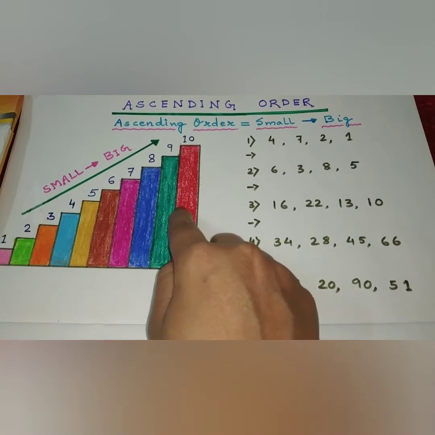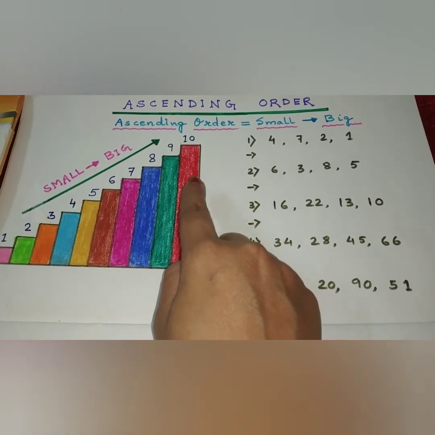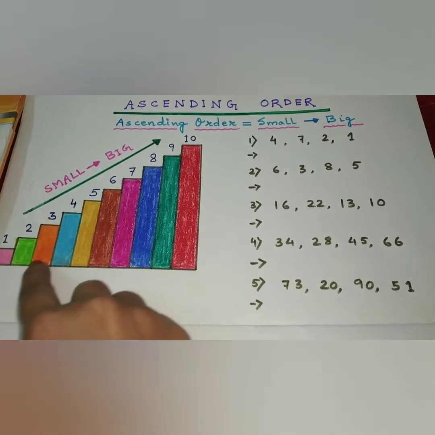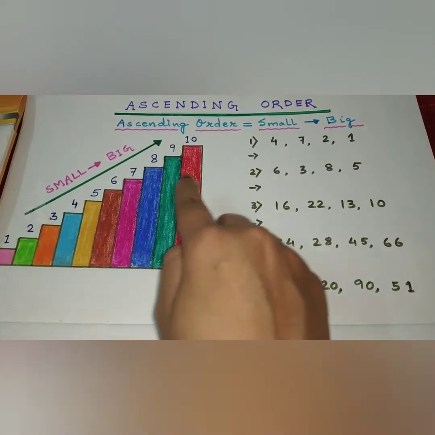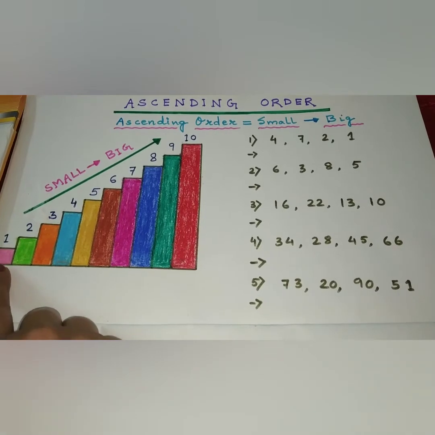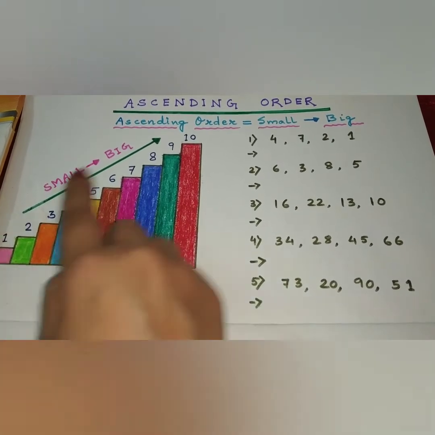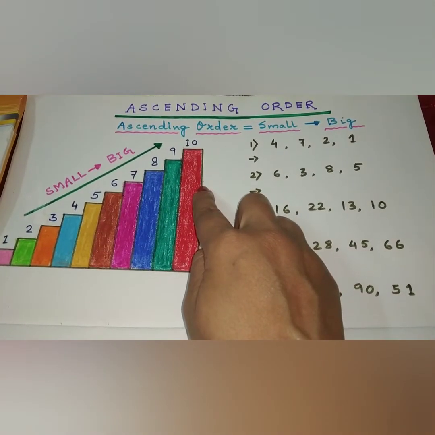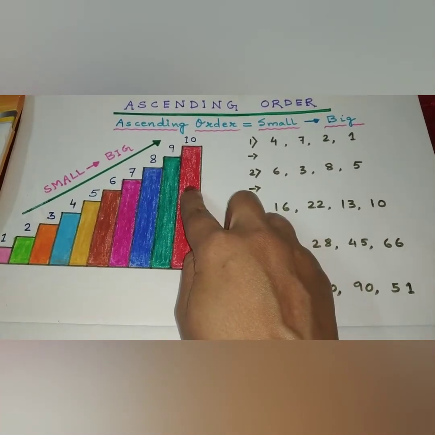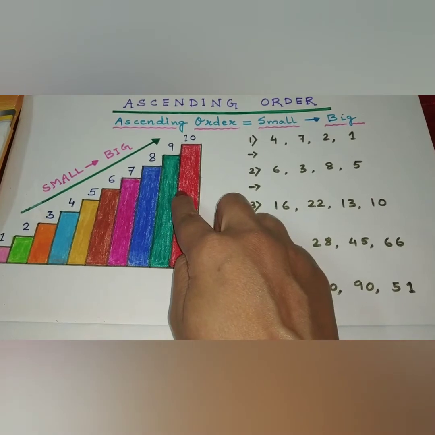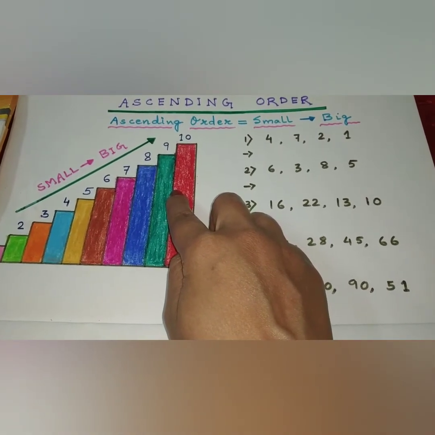And in this chart, the big number is 10. So, this is called ascending order or increasing order. The numbers starting from small digit and ending to the big digit. Small numbers to big numbers. Increasing order or ascending order.